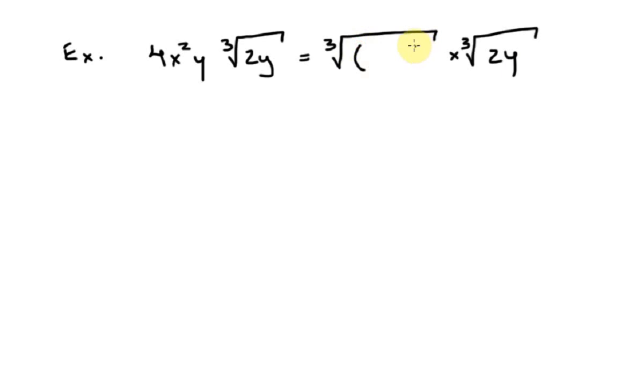Well, it would be, if we just put our little bundle in brackets and it's cubed, that bundle must have been the 4x squared y. That must have been our little bundle.